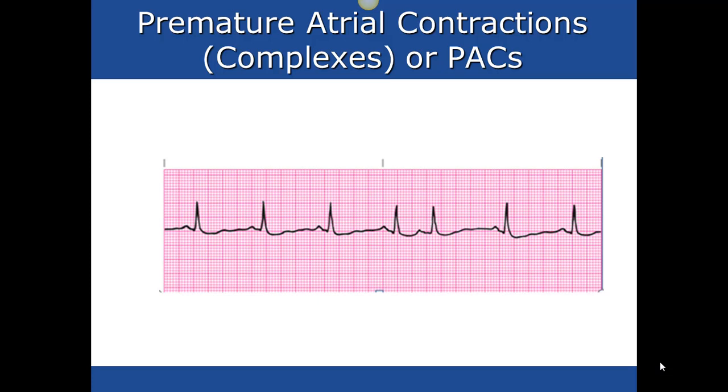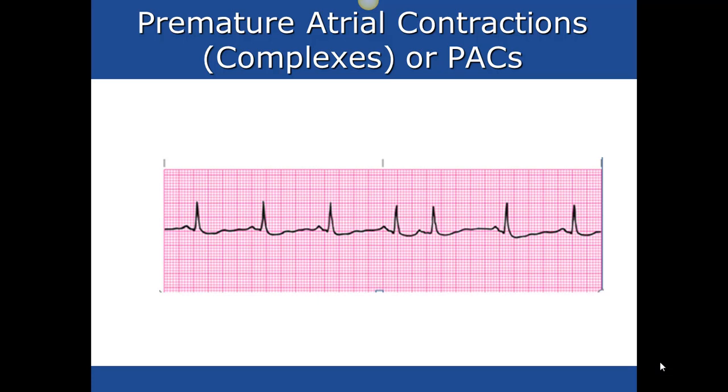The premature beat is a complex that arises earlier than the next expected beat. The word contraction is commonly used to describe premature beats. All complexes represent only electrical activity of the heart. Complexes do not show mechanical activity, and that's important. We can only assess that by checking a pulse.